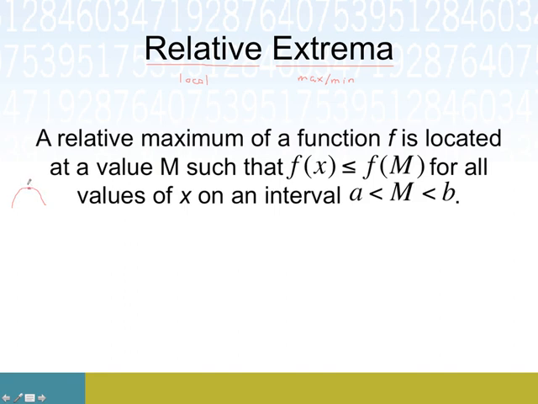here's a point at the top, so this could be an input of M. If we pick x values in a little neighborhood around this, then what we get are numbers that are either about as high or slightly smaller than the value at M. So we think of this as a relative maximum because it fits this criteria. If we look a little bit to the left, a little bit to the right, this is the largest value.